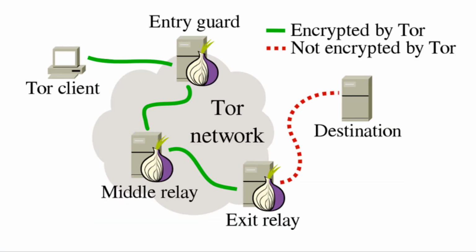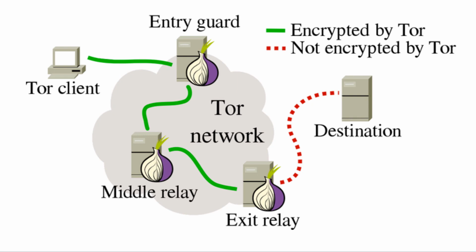Now, instead of taking a direct route from source to destination, like in the case of normal internet routing, data packets on the Tor network take a random pathway through several relays, and no observer at any single point can tell where the data came from or where it is going to.